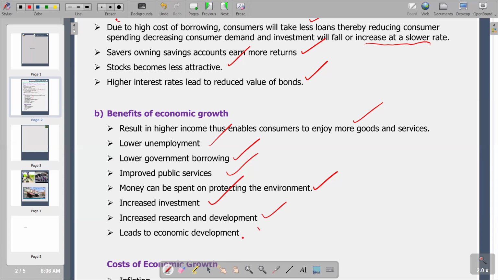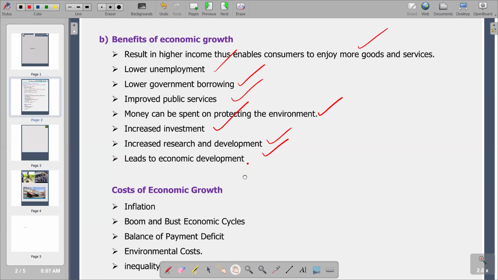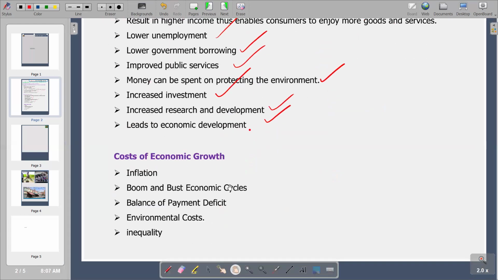So this becomes the last point on benefits, and on the other part we have the cost of economic growth. Not only can we deduce positives from economic growth, we can also deduce negatives. So we have inflation as a negative impact of economic growth. How can we explain inflation, since we are saying economic growth is a positive in terms of the increase in the monetary value of goods and services being produced in the country?